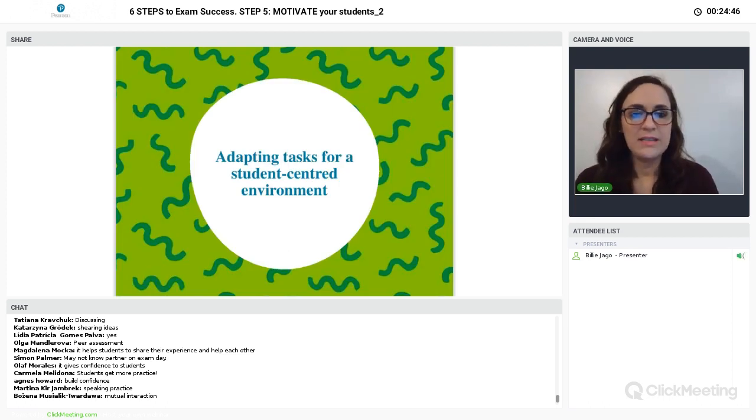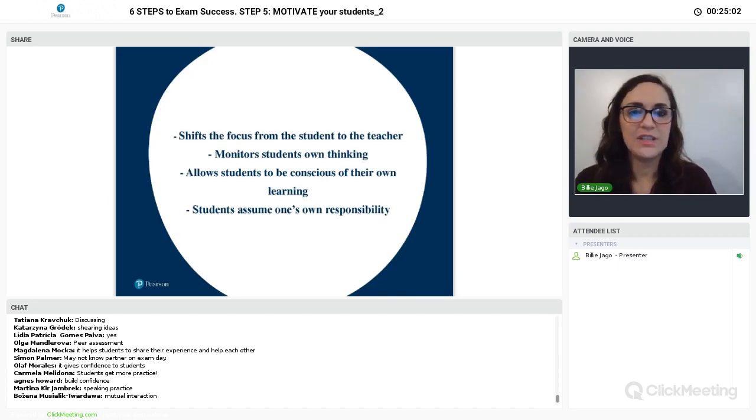So moving on to adapting tasks for a student-centered environment. It's important for students to feel like they're in control of their own language learning. By this, it enables them to become more enthusiastic and, again, more focused on the language as well. Student-centered learning shifts the focus from the teacher to the student.